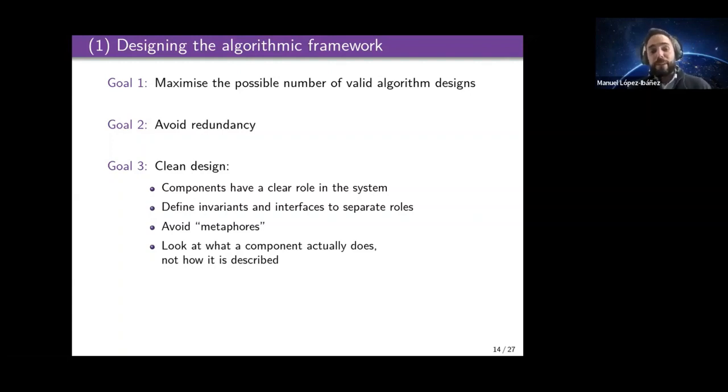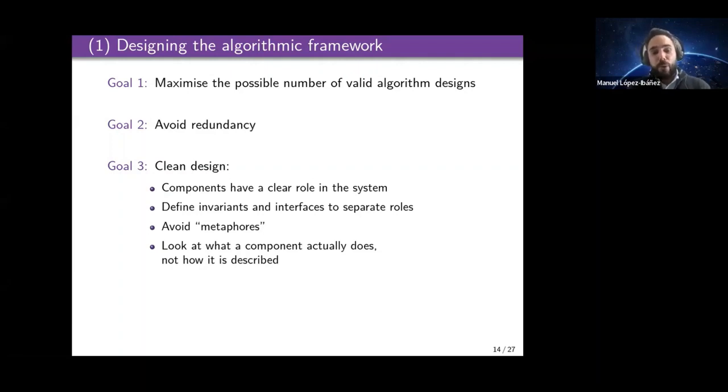So you have 2 different designs that are basically doing the same. And the third goal is that you don't want your framework to be too complex. You want components to have a clear role in the system and not have components that fit awkwardly between 2 roles. And towards that goal, it would be nice to define invariants and interfaces to separate roles. So once you have a component, you can clearly identify where it fits. And if somebody else proposes a new component, it's clear where this component will go in the framework and what it will be an alternative to.